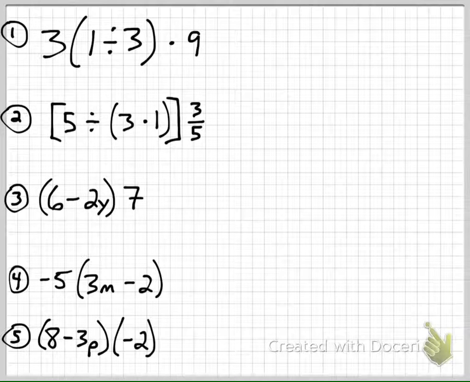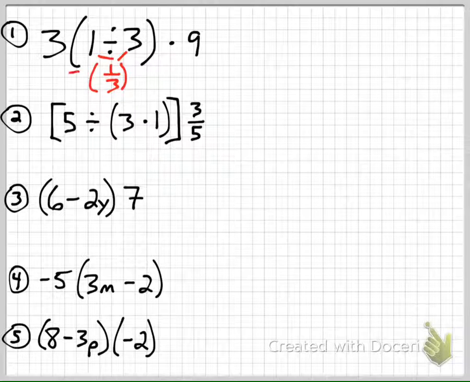Number one. Not distributive property. It's order of operations. What am I looking for first? Parentheses. Do you see any? 1 divided by 3? It simply is 1/3, right? 1 divided by 3 is 1/3.